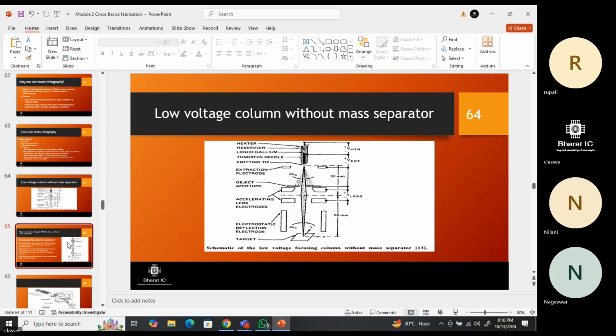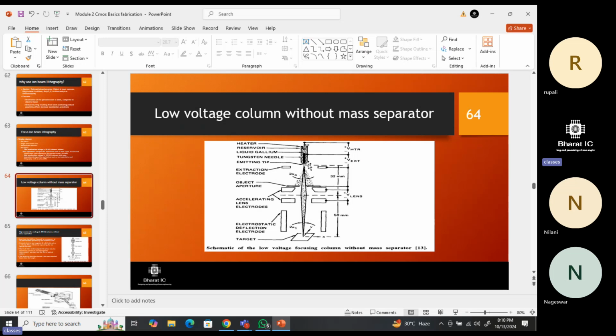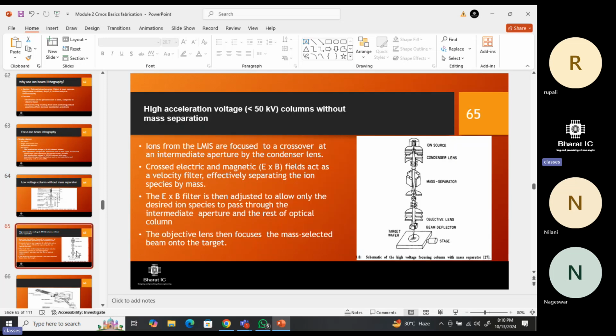Okay, now comes to the higher, this is the low voltage one, this is the low voltage acceleration, this should be the high voltage acceleration. Okay, there were two actually. So the high acceleration voltage column: this is the ion source, condenser lens, mass separator, and objective lens, and the beam deflector which is falling on the target wafer. This is how the structure looks like.